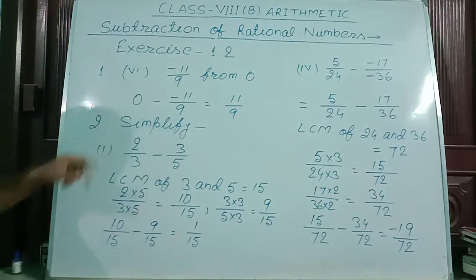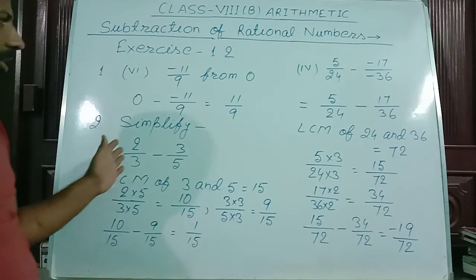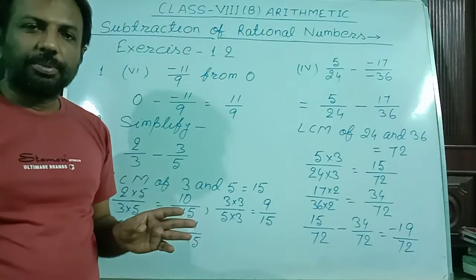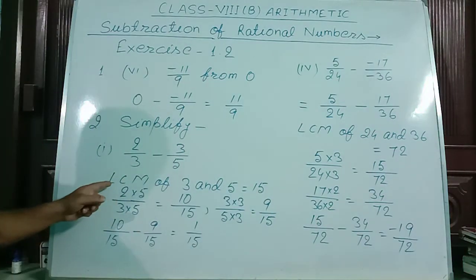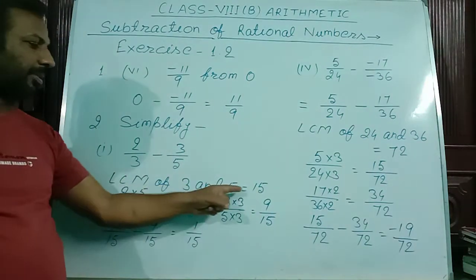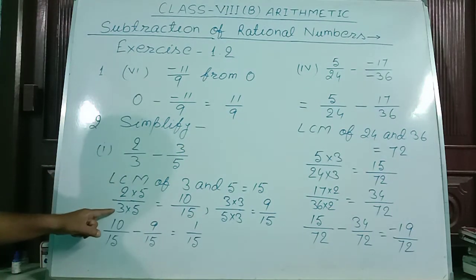Now, question number 2, simplify. Roman number 1, 2 by 3 minus 3 by 5. In this question, I have followed the process of making the denominators equal. So for that, I have found the LCM of 3 and 5, it became 15. First rational number I wrote here 2 by 3.